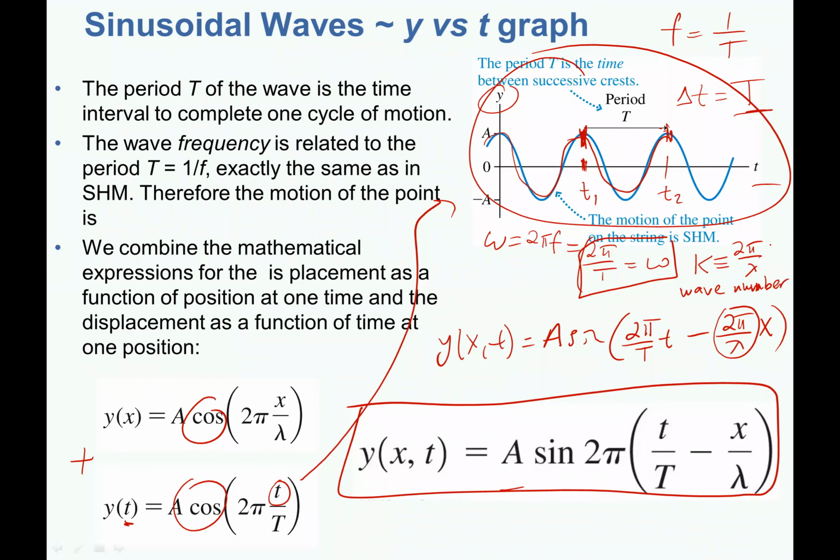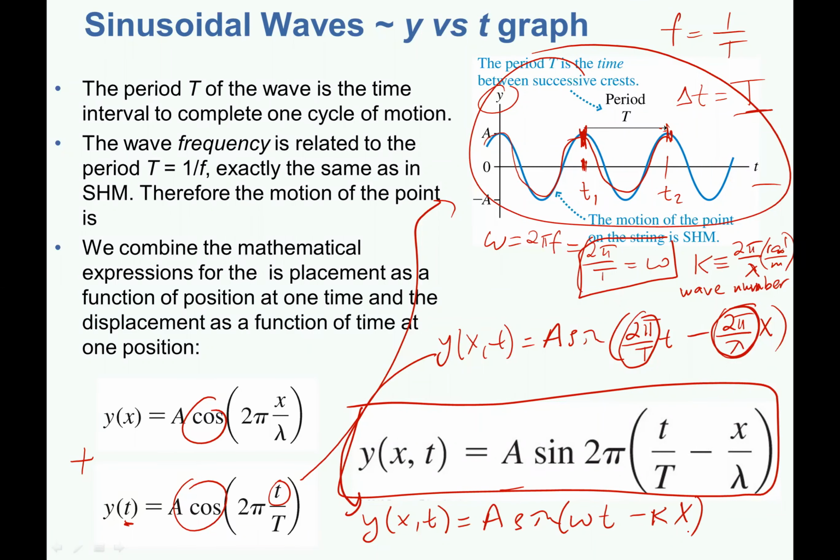And it has units of, you can see, 2 pi over the wavelength. That means radians per meter. Okay, it has units of radians per meter. That means I can rewrite this equation in terms of that: y(x, t) equals A sine. I'm rewriting this particular equation because 2 pi over the period is then replaced with omega, times time, and 2 pi over lambda is replaced with the wave number k times x.